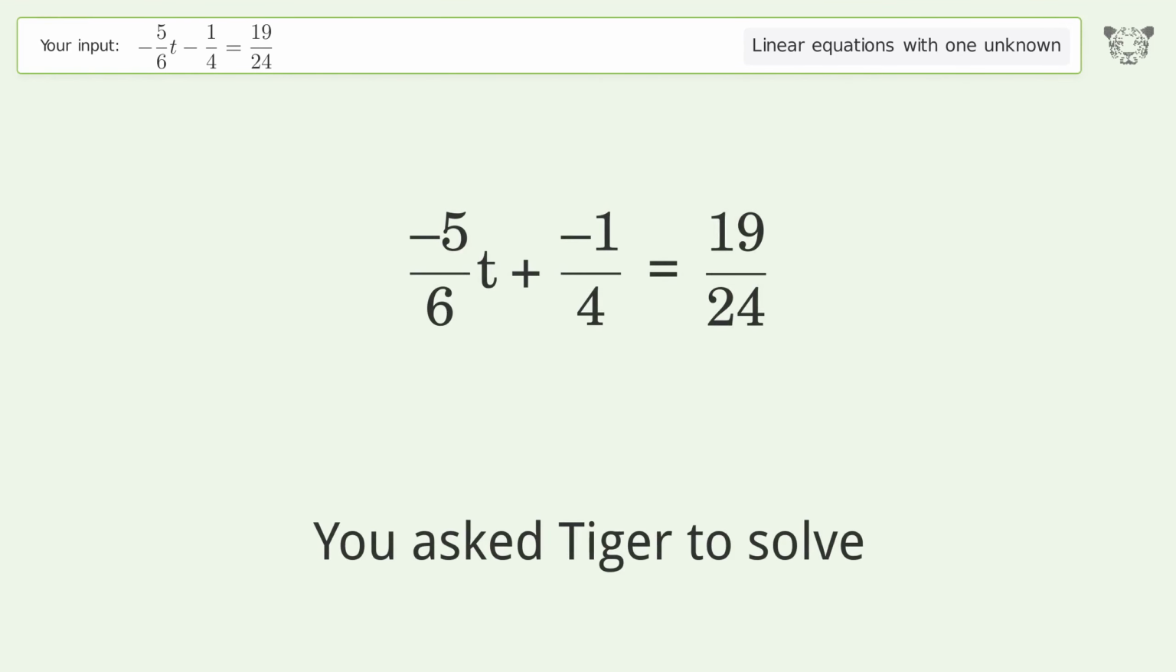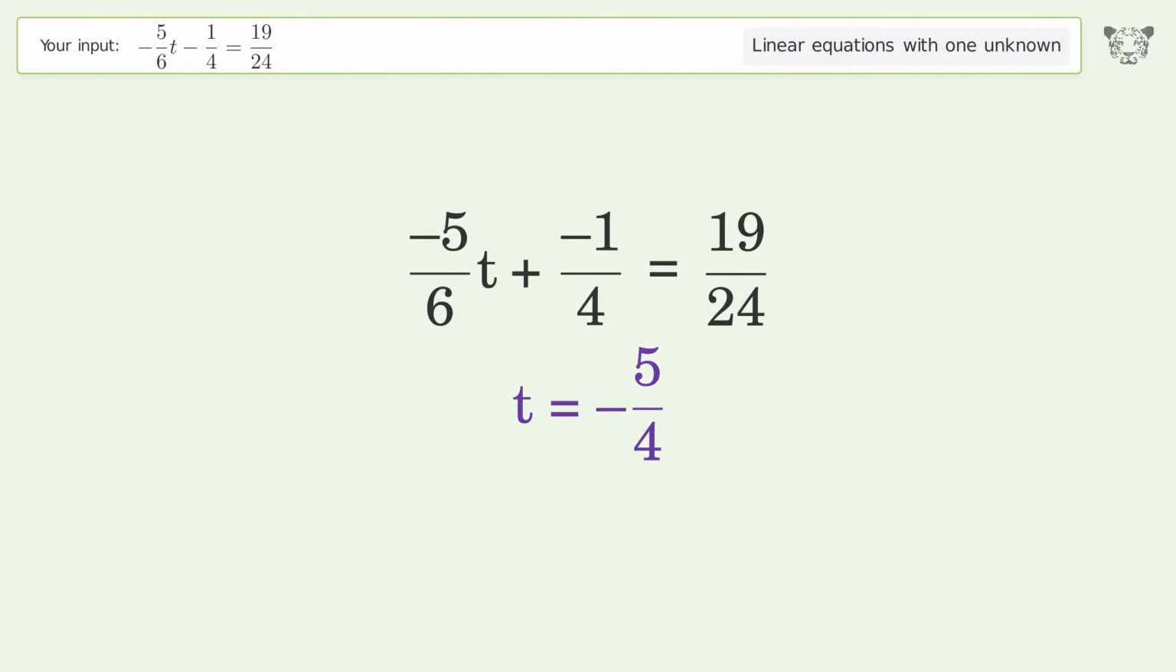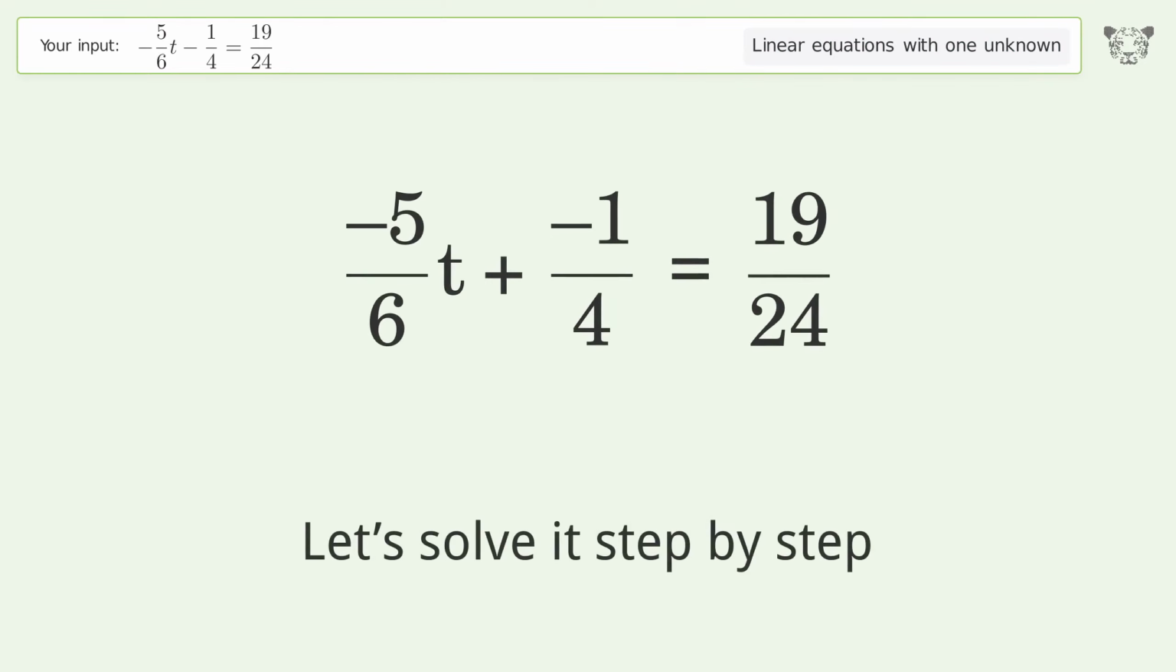You ask Tiger to solve. This deals with linear equations with one unknown. The final result is t equals -5/4. Let's solve it step by step.